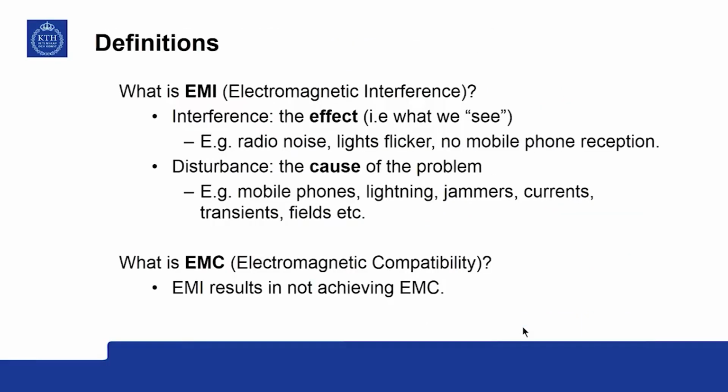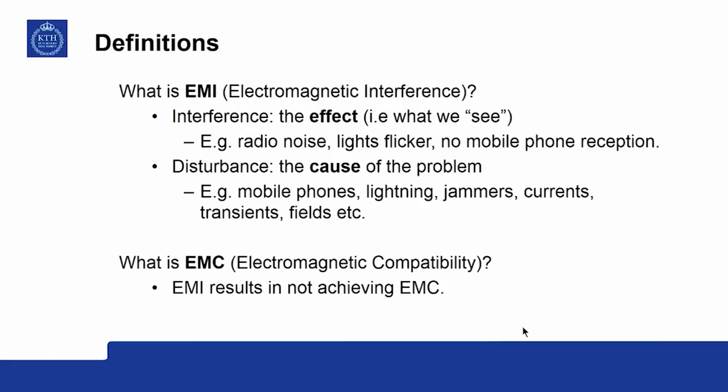So what is EMI? It is interference, so the effect. That is what we see or what we experience. For example, radio noise, light flicker, no mobile phone reception due to some reasons. And what is disturbance? The cause of the problem. For example, it can be mobile phone transmitters, lightning, jammers, currents in some circuits, transients, fields, etc.